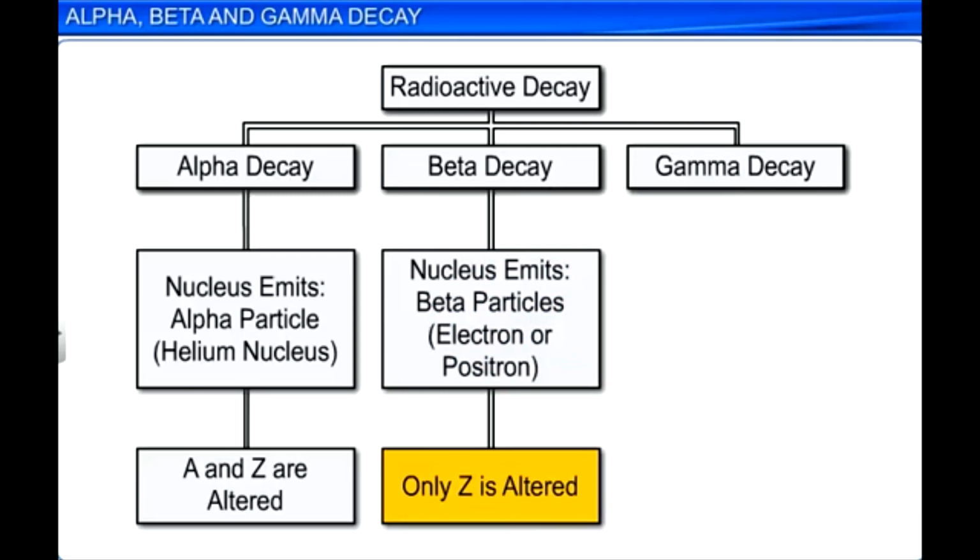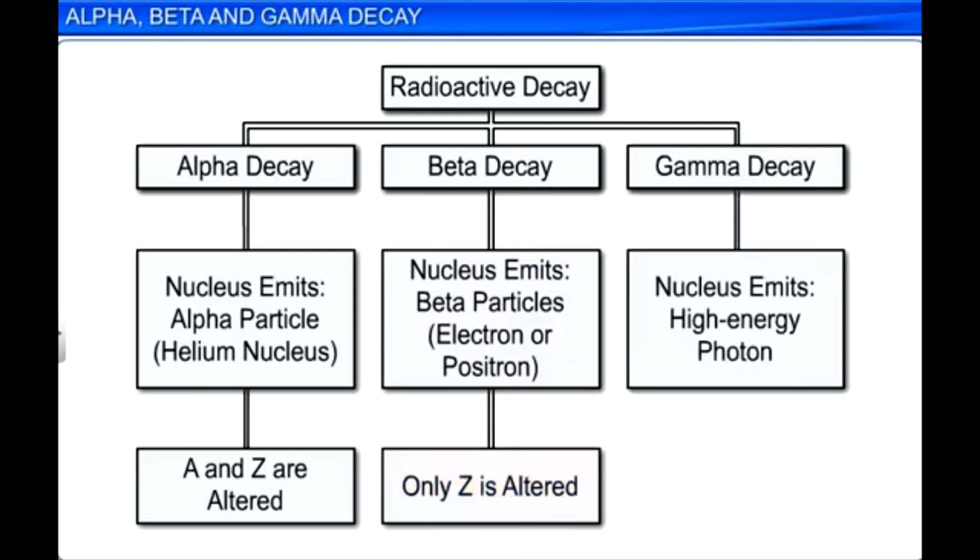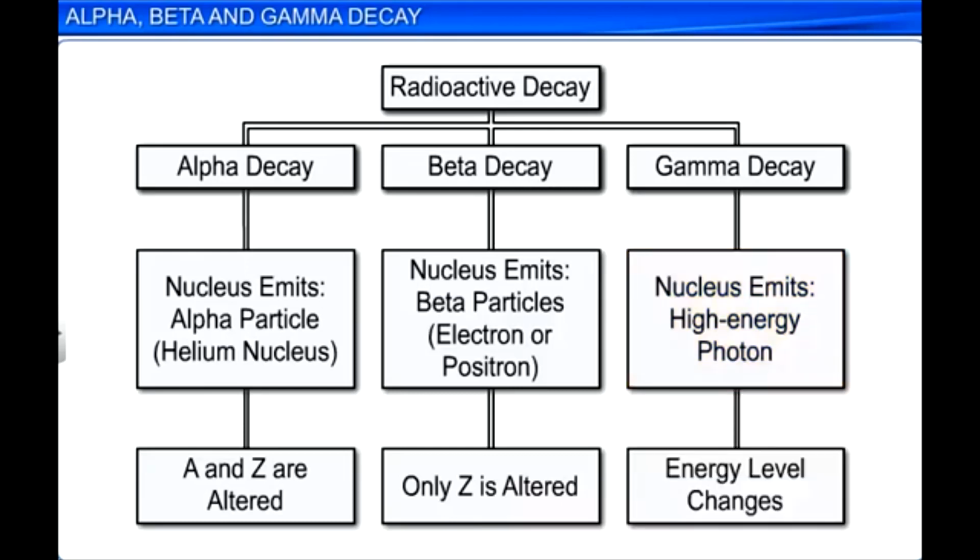In gamma decay process, a nucleus in an excited state emits a high-energy photon to reach a lower energy state. Here, only the energy levels change and there is no change in either the mass number A or the atomic number Z.